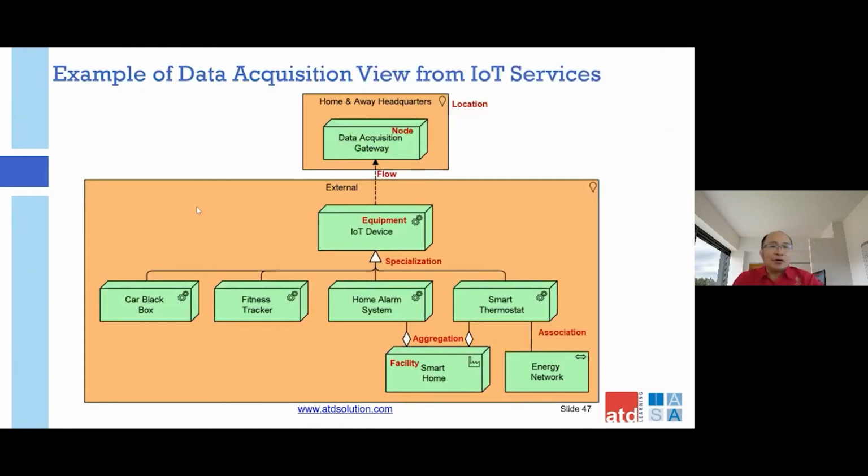These are some examples of data acquisition from the IoT server. You can see here I give you the element names, like the location, the node, the equipment, and the specialization, in terms of relationships, the aggregation, association, and facility. All these show how the data acquisition gateway consolidates from IoT devices, because from there you can decide what sort of decision to make, rather than sending a lot of data to the server for us to process. All these also need to be designed properly.